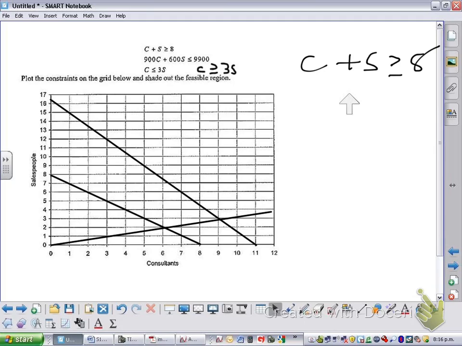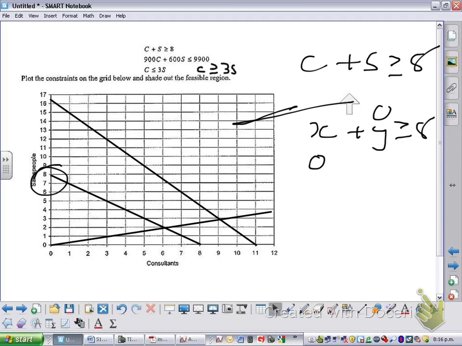And, I mean, you can do this in various ways. You can rearrange it, but why not just make, these are like your x's and y's. If you're not happy with c's and s's, turn it into x plus y is greater than or equal to 8. And then do your x and y intercepts. So you can make x 0, and then you can find y, and y is 8. And then you can do the same thing, make y 0, and what's x? Well, x is 8. So you've got that line there, okay? So you've got your line for the first one in.